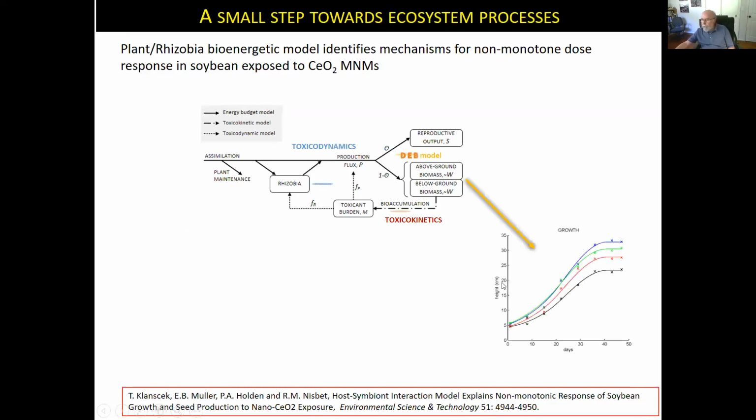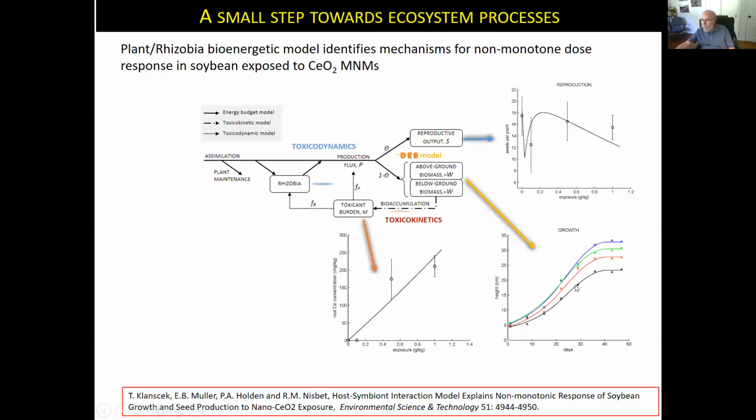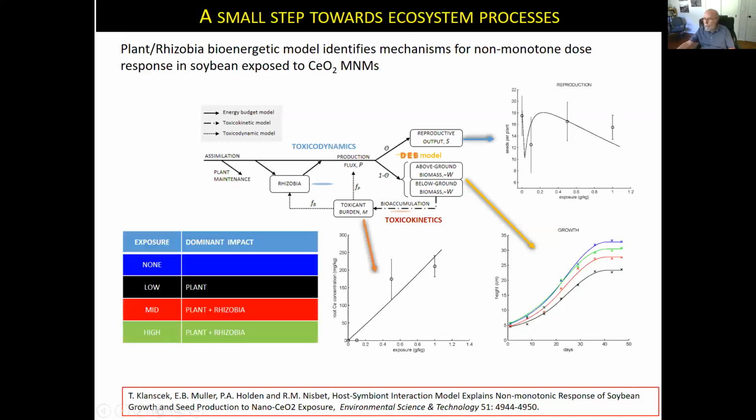Oops, something has happened to my picture. Yeah, the model then predicted changes in growth. Something is happening to my display here. I'm just going to pull them all through, apologies for that. The sequencing has gone a little strange.